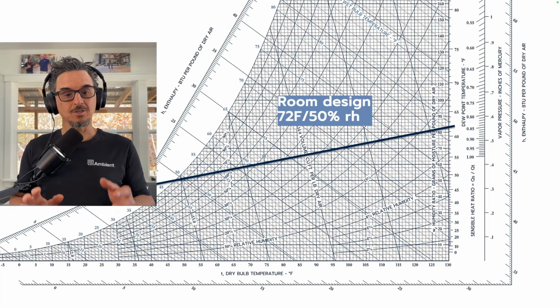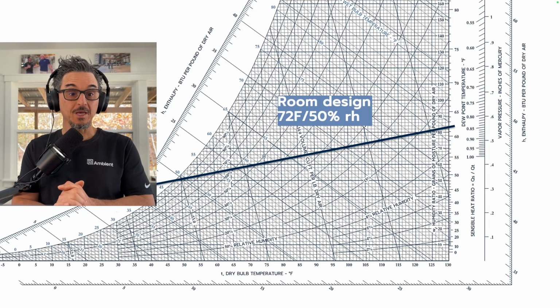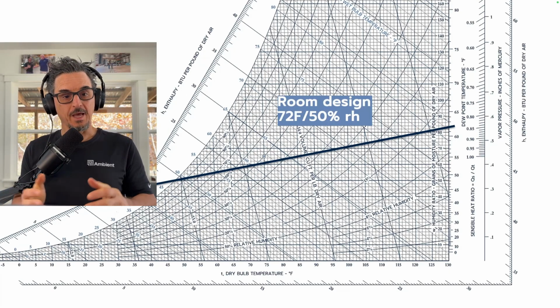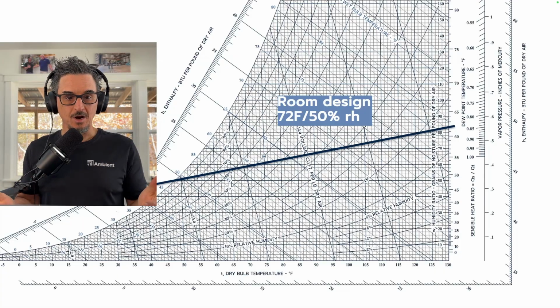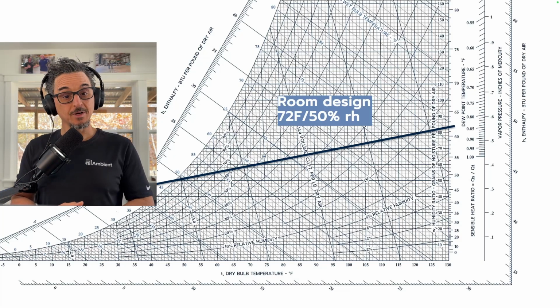Okay, so here's why it's extremely important to understand SHR and to know your SHR at full load and part load. So this is a full load SHR of 0.8, and let's say the room design is 72 degrees dry bulb and 50% relative humidity, which is located right here.